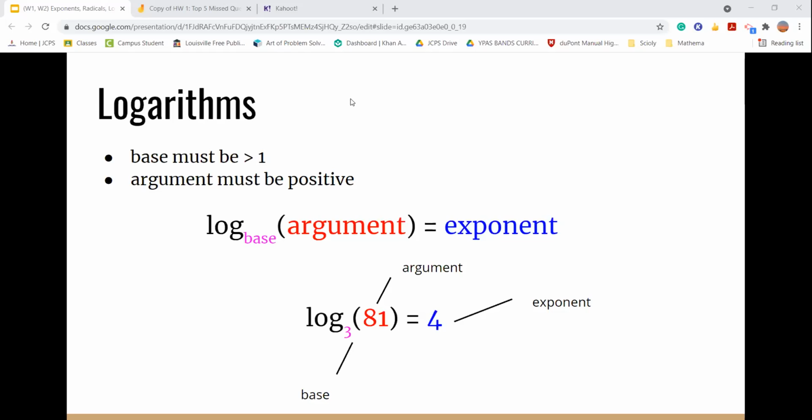And one thing to keep in mind, so this is like a rule for logarithms, is that the base has to be greater than 1 and that the argument must be positive. So the argument is this. And the base has to be greater than 1. And we won't go into too much detail about why that is, but if you are curious, you can find out later.